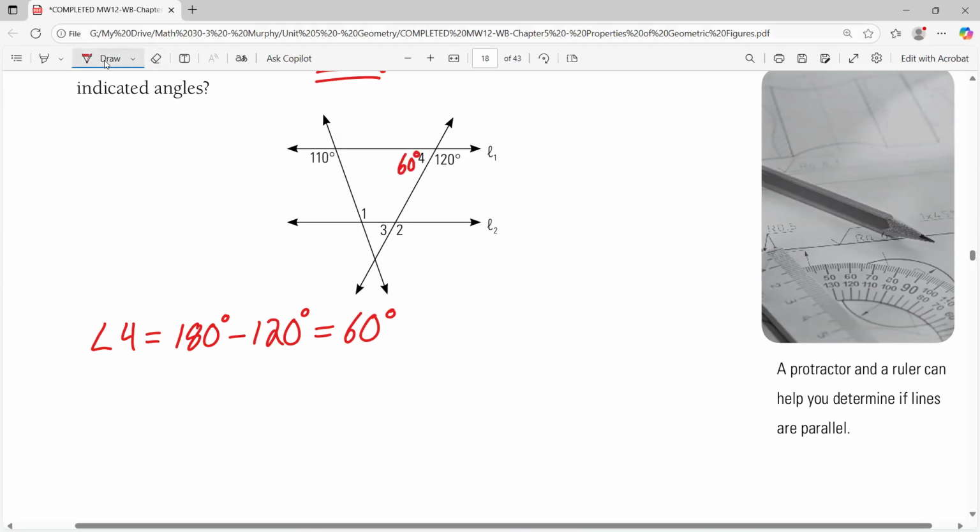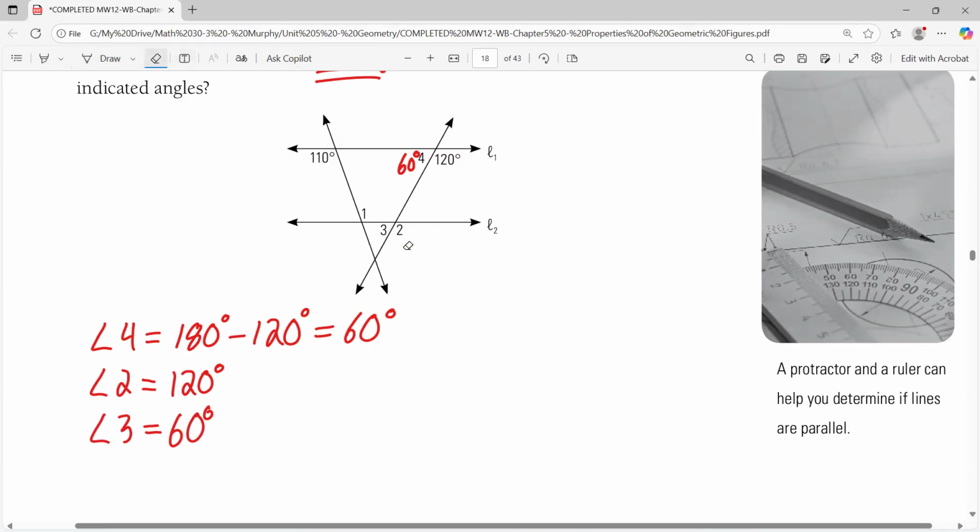Now, if we just neglect this transversal here and pretend it's not there, if we look at 60 and 120, if we were to cut them out and shift them down to here, they would lay perfectly over top of 3 and 2. So 120 would be equivalent to number 2. These are called corresponding. So 120. And number 4 is identical to number 3. So 60.